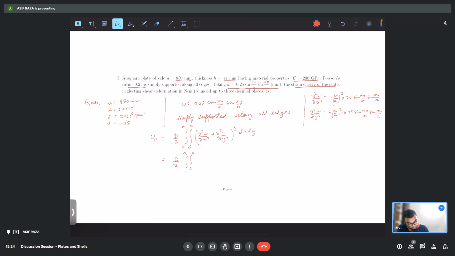Substituting this, we'll get pi by a to the power 4, 0.25 square, sin square pi x upon a. Sorry.